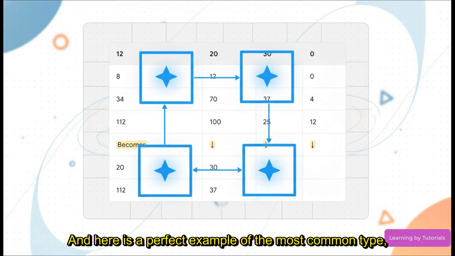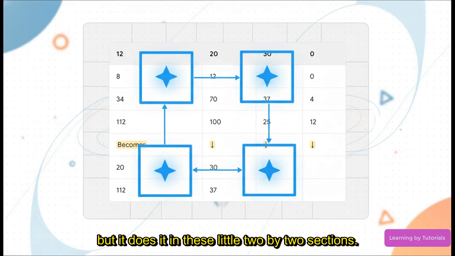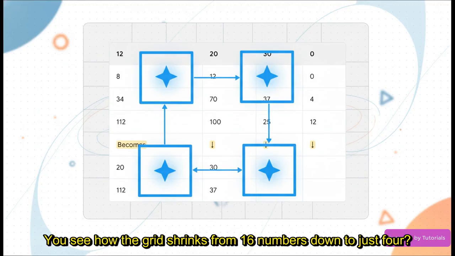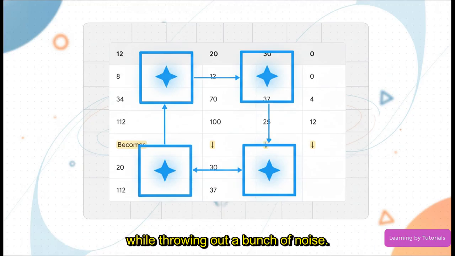And here's a perfect example of the most common type, which is called max pooling. The AI looks at this 4x4 grid, but it does it in these little 2x2 sections. In each of those little squares, it finds the single highest number and keeps only that one. You see how the grid shrinks from 16 numbers down to just 4? It's a super clever way to keep the strongest signals while throwing out a bunch of noise.